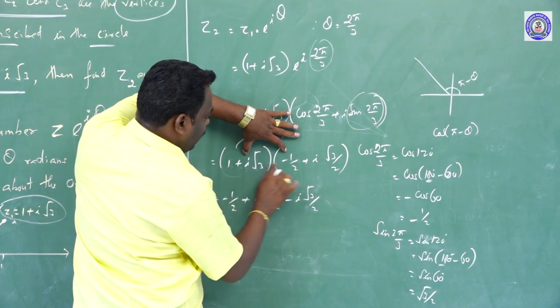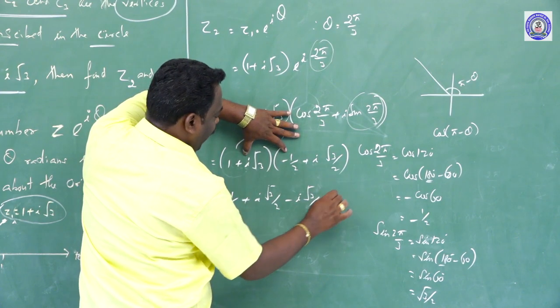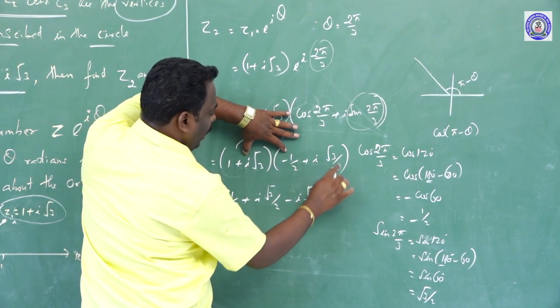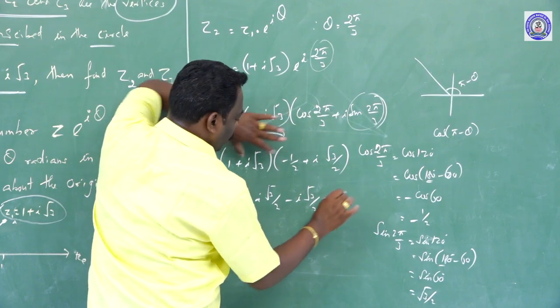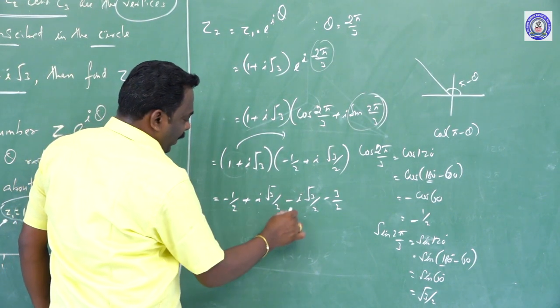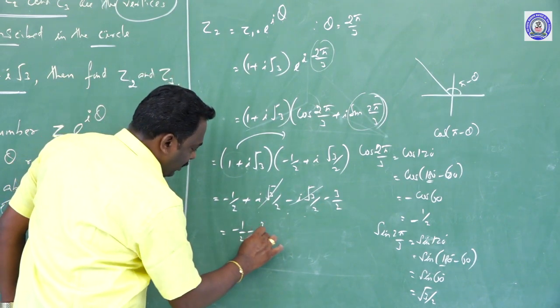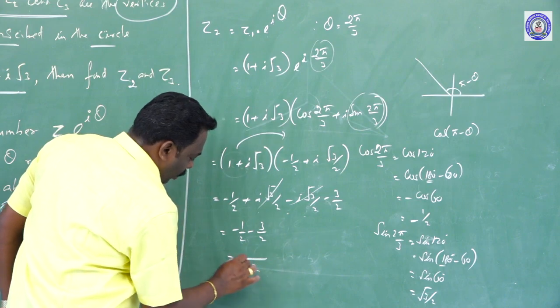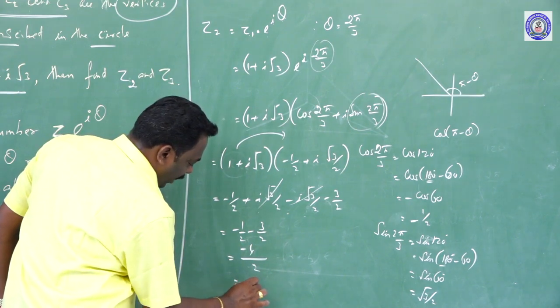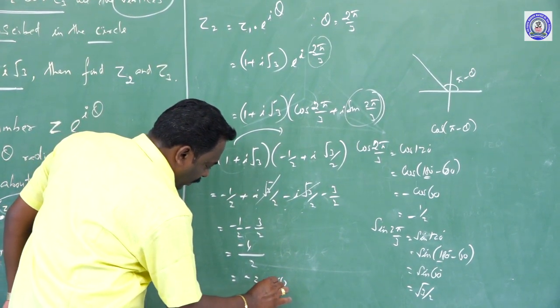Then multiply: plus into plus is plus, I into I is I squared, whose value is minus 1, minus and root 3 into root 3 is 3, by 2. Here these two are the same terms with plus and minus, so both cancel, remaining minus 1 by 2 minus 3 by 2. Take the common number, equal to 2 minus 4, cancel the value, minus 2. That complex number is equal to I into 0.